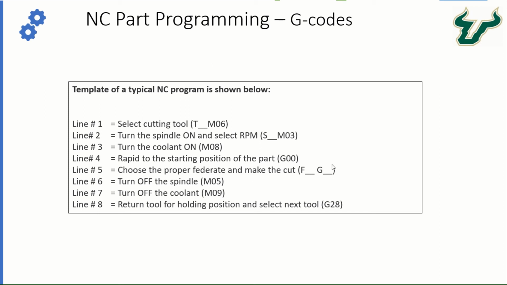Then once all the cuts are done with the G codes, you can turn off the spindle with the M05 command, turn off the coolant with the M09 command, and then return the tool to the holding position and select the next tool. That's the G28. These are basically the typical steps of a program that you use for doing the machining operation.